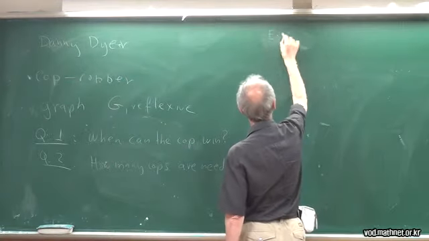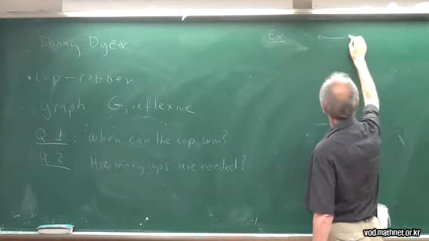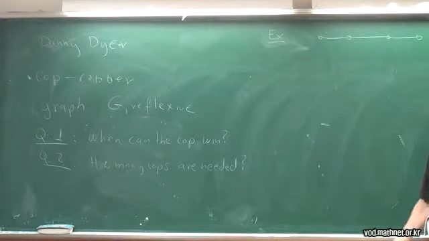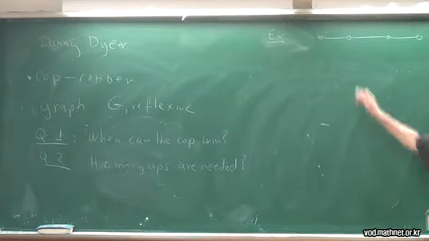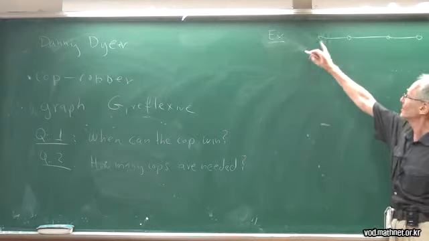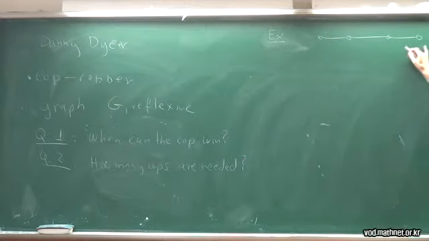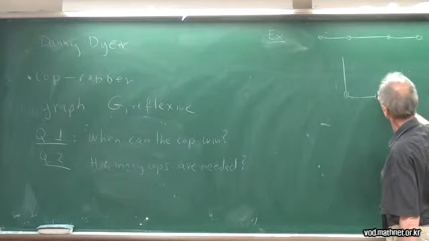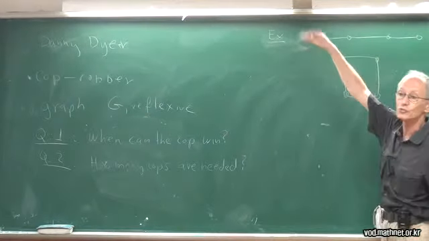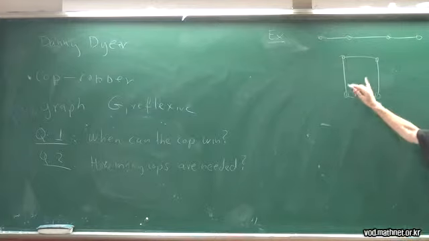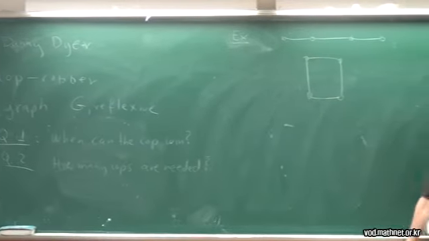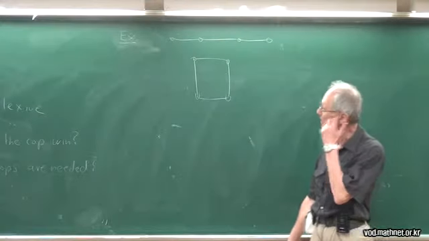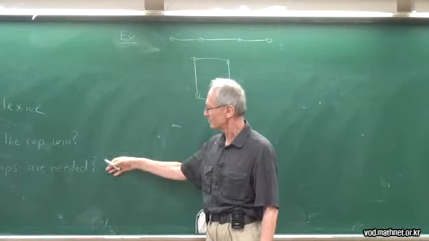Examples. This is obviously cop win. You put the cop, you can be wasteful at one end and just go. This, I don't put the loops in, just imagine that. This obviously is not cop-win, but 2 cops are enough. Okay? So that's for those questions.